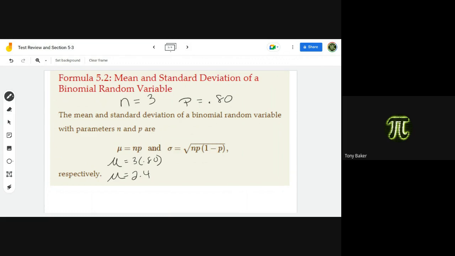So if I had 3 people, the average would be that 2.4 people would be surviving. Now obviously I'm not going to have 0.4 of a person, but we could look at it as, say, I had 30 people. If I'm taking 30 people at the age of 20, how many of them would be alive on average by the age of 65? And the answer would be 24. Because I would just do 30 times 0.80.